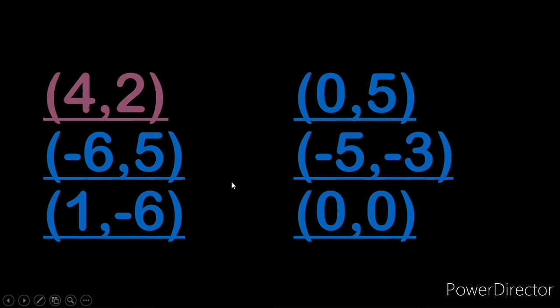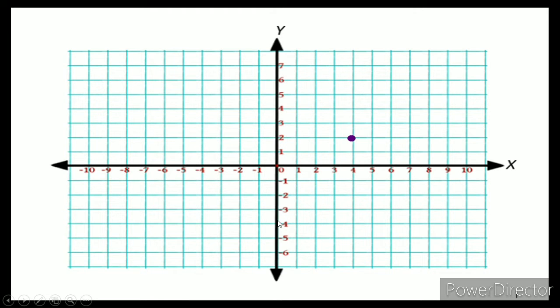So we have here some ordered pairs: (4, 2), (-6, 5), (1, -6), (0, 5), (-5, -3), and (0, 0). Let's see where they are located in the Cartesian plane. First we have (4, 2). As we can see in the Cartesian plane, the ordered pair (4, 2) is located here.